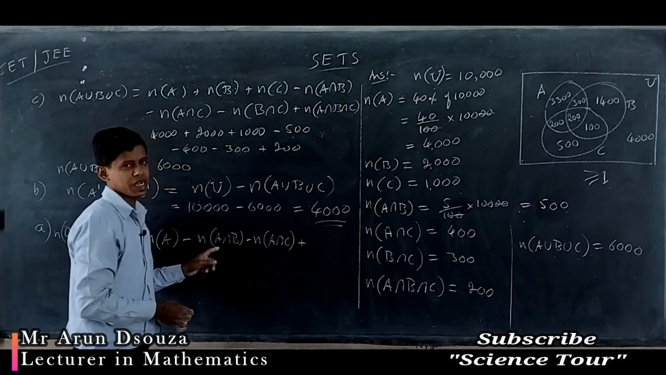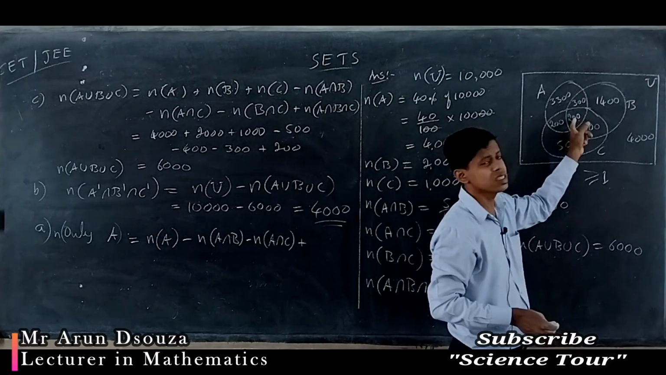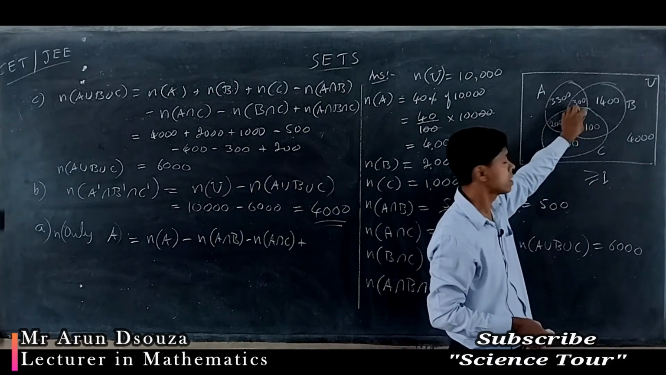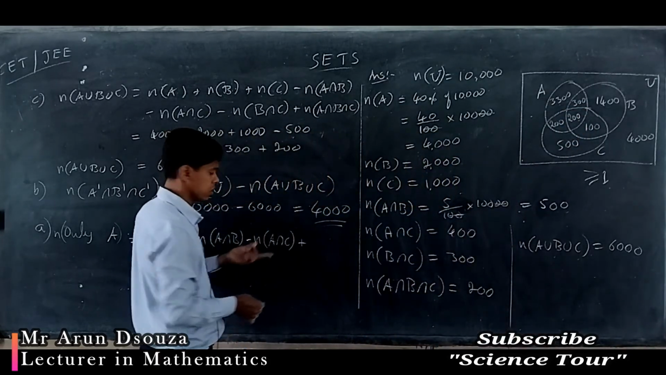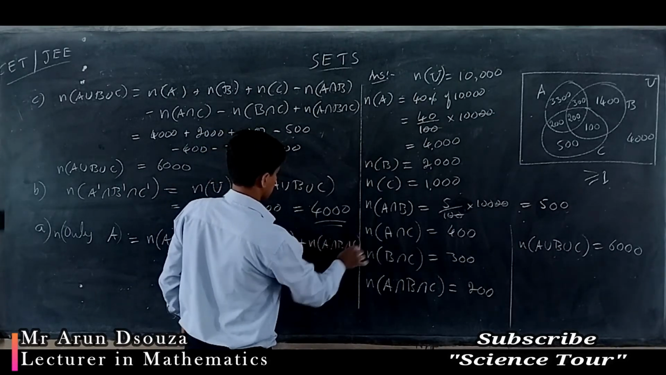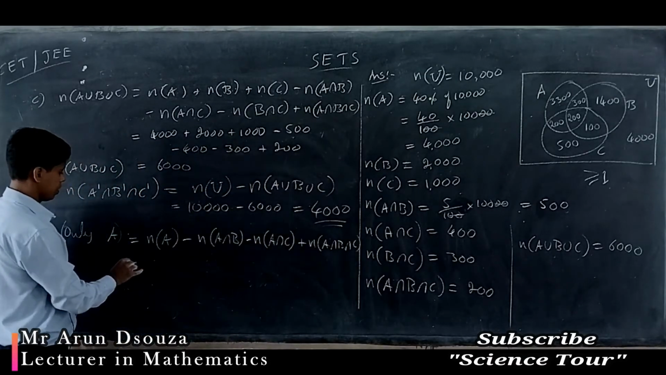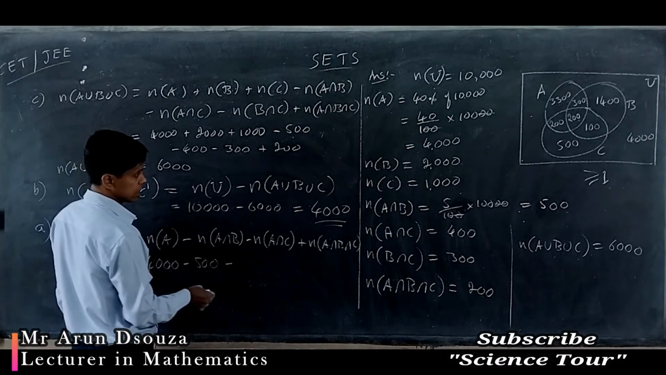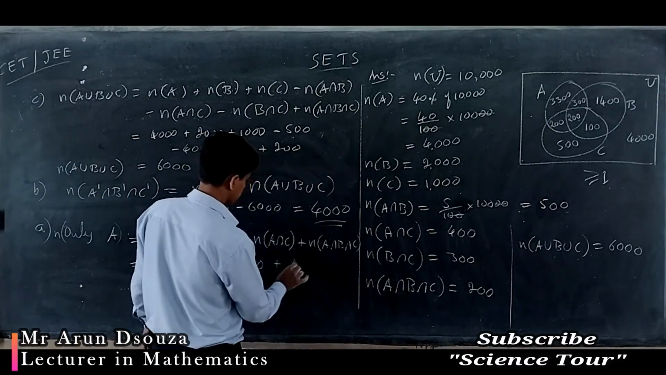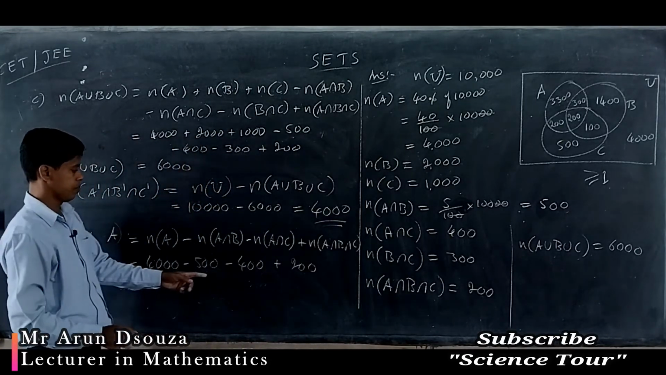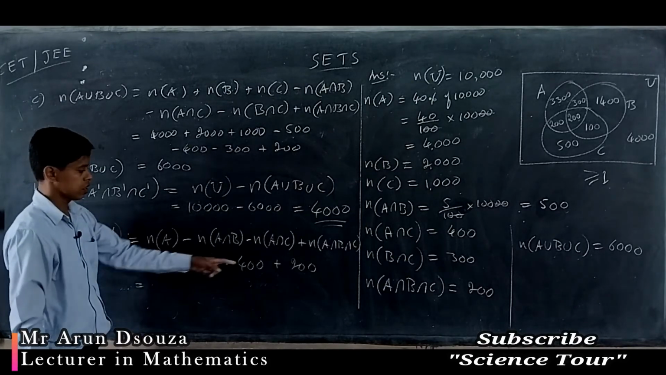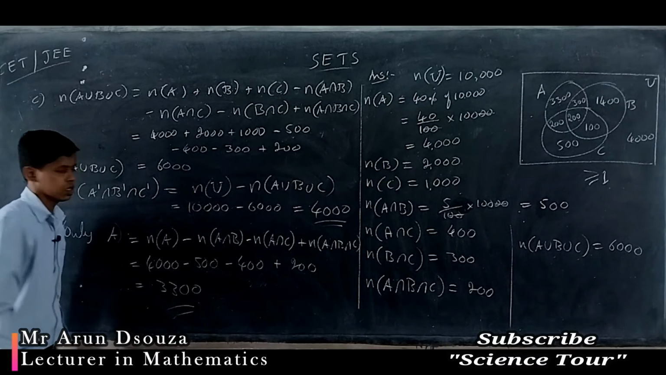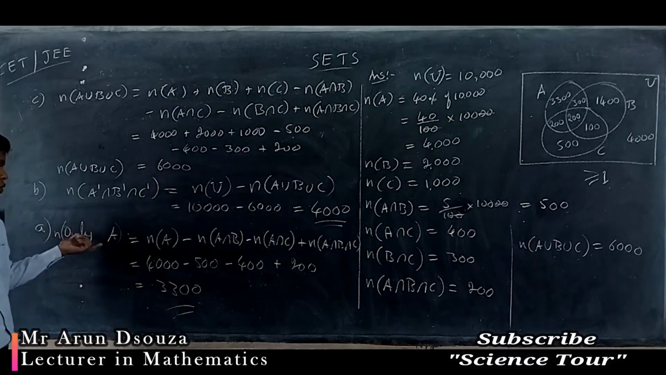Now see, when you subtracted this, you have subtracted this intersection of all the three once, and when you subtracted A intersection C, you have subtracted this twice, but in reality you have to subtract it only once. So you have subtracted twice, so add once. Now what is n of A? N of A is 4,000. What is n of A intersection B? That is 500. And n of A intersection C, that is 400. And what is intersection of all the three? 200. Correct? Okay. So see, 4,000, 3,500, 3,100, 3,100, correct, plus 200, 3,300. So 3,300 is the number of families which buy only A.